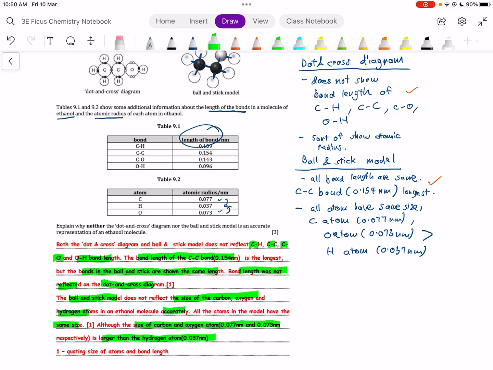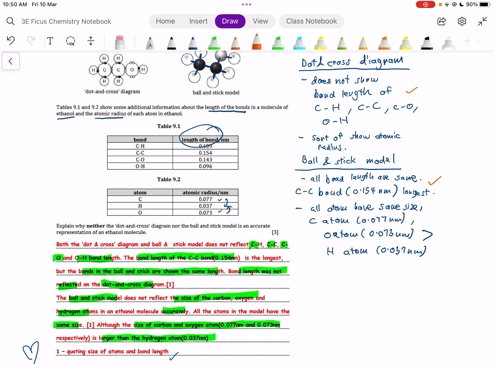So there's a mark actually given for quoting data, if you realize. Some of you in your term checkpoint didn't really quote the data, so you got penalized in the final question. So quoting data is important. Please remember to do this, especially in O-level questions, where you're dealing with a lot of data in tables and graphs. You've got to be able to quote them.